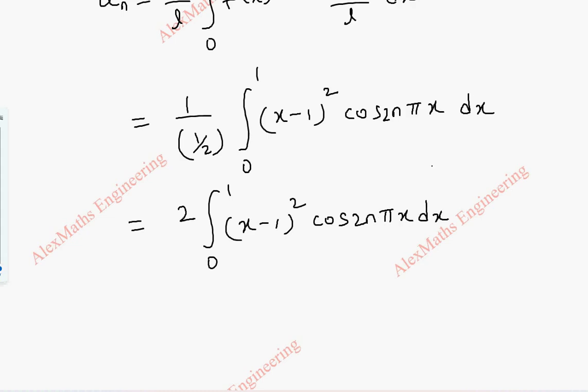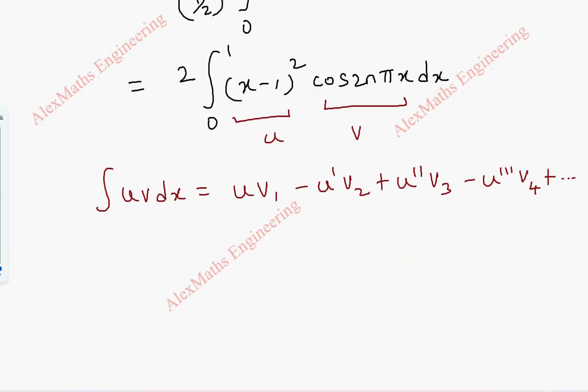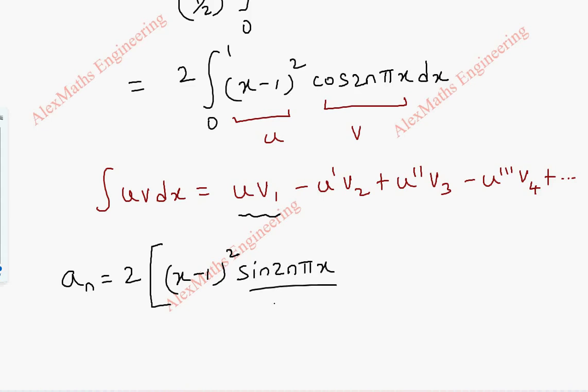x dx. Now we are going to use Bernoulli's formula for integration. Integral uv dx is u v1 minus u dash v2 plus u double dash v3 minus u triple dash v4 plus dot dot dot. So now an equal to, there is a 2 outside, we are going to write u v1. U is x minus 1 whole square. v1 is integration of this, sin 2n pi x by 2n pi.